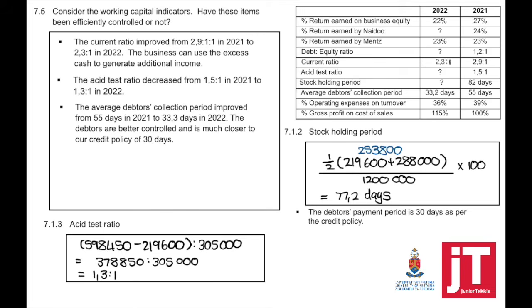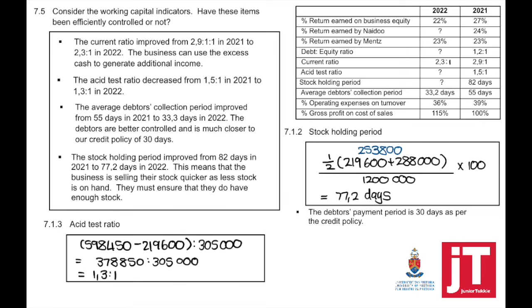Our next option is the stock holding period. If we're looking at the stock holding period, last year it was 82 days. This year it is 77.2 days. So it decreased from 82 days in 2021 to 77.2 days in 2022. A decrease in your stock holding period means that is an improvement. We are selling our stock quicker. We're keeping it for less time in the business.